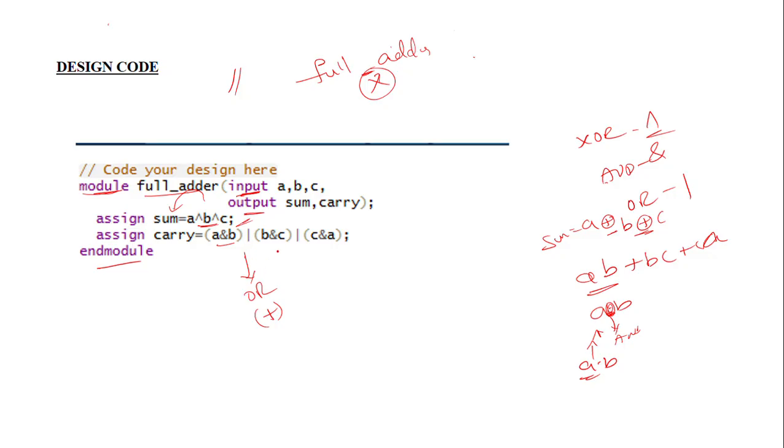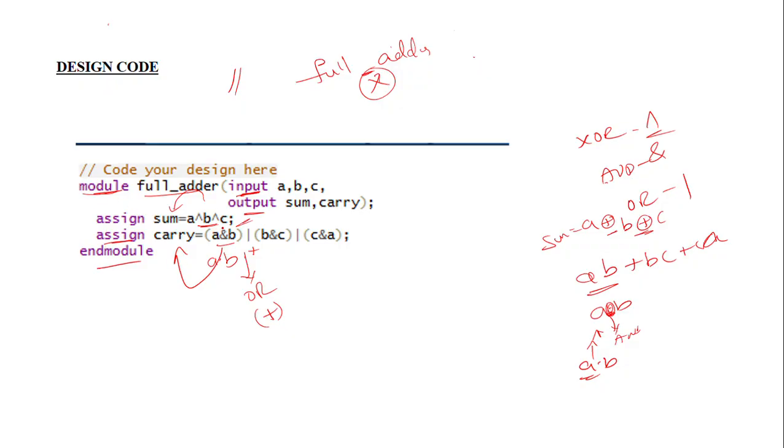So we simply write a single line, and B and C, OR operation, C and A. Now understand that AB means A is ANDed with B. This dot can be represented in Verilog with an ampersand, and the plus is represented with a line. Like that we can complete this formula, and this value is assigned to carry by using the assign keyword. Then we can end this module with endmodule. So it is our design code.